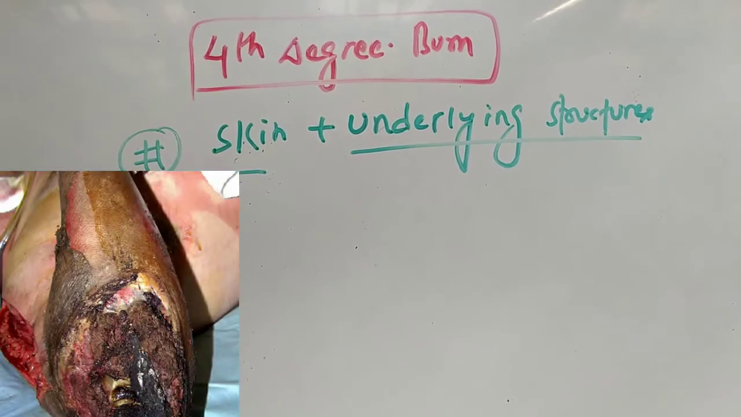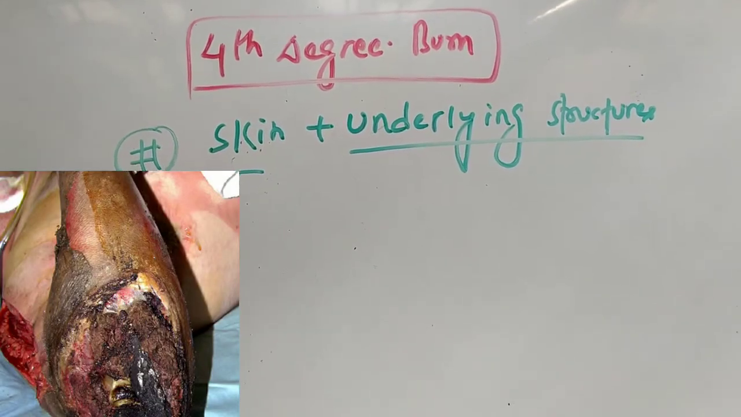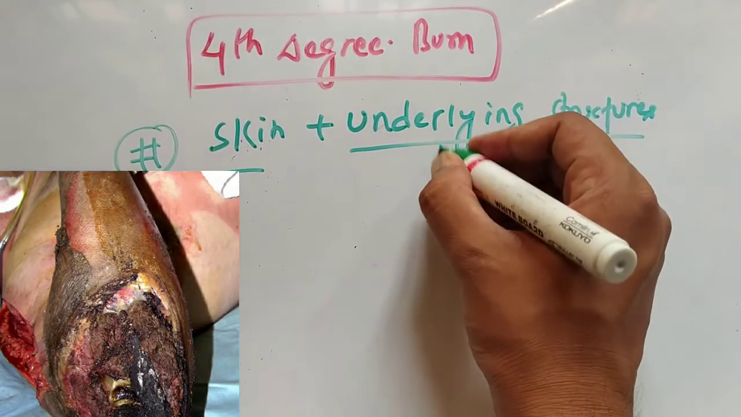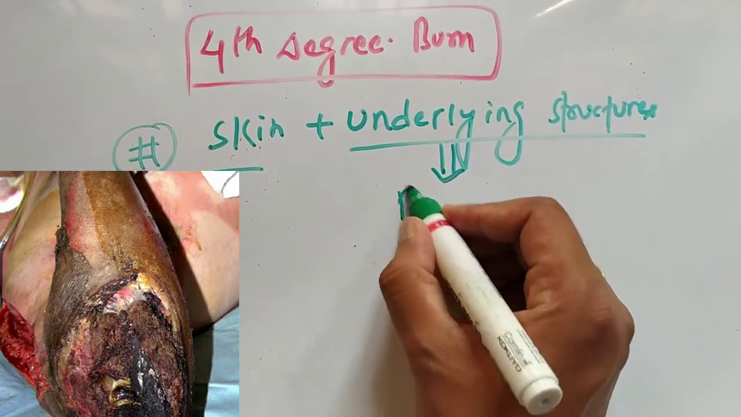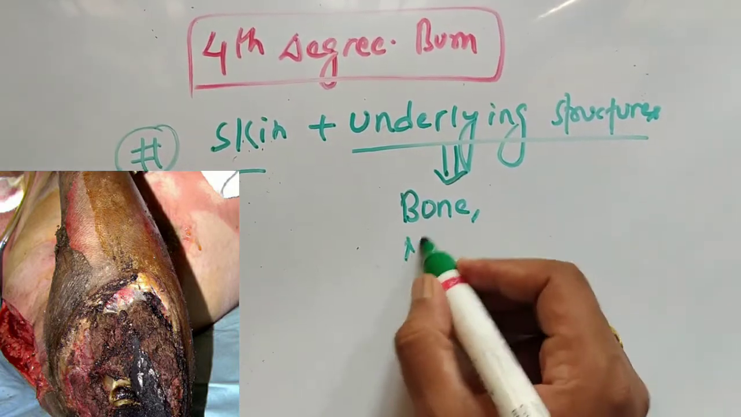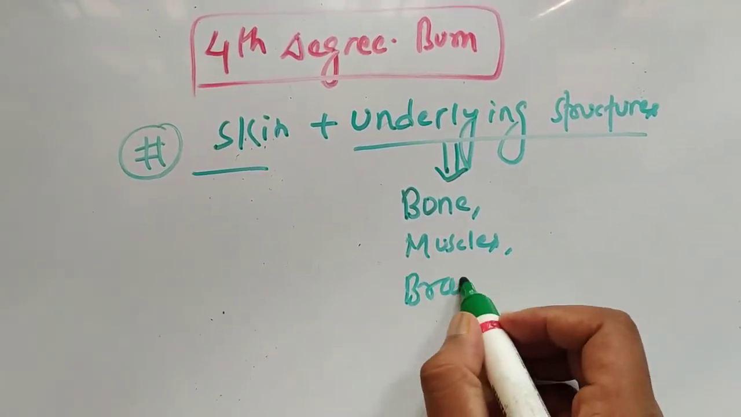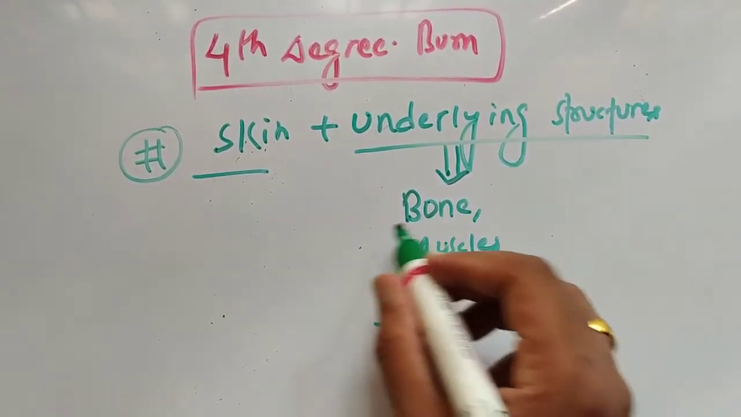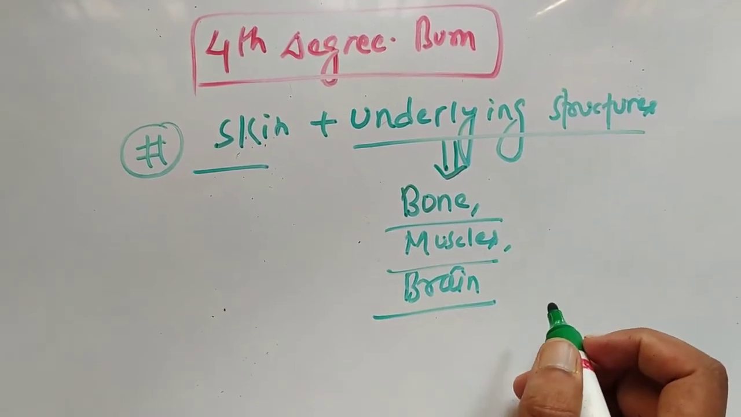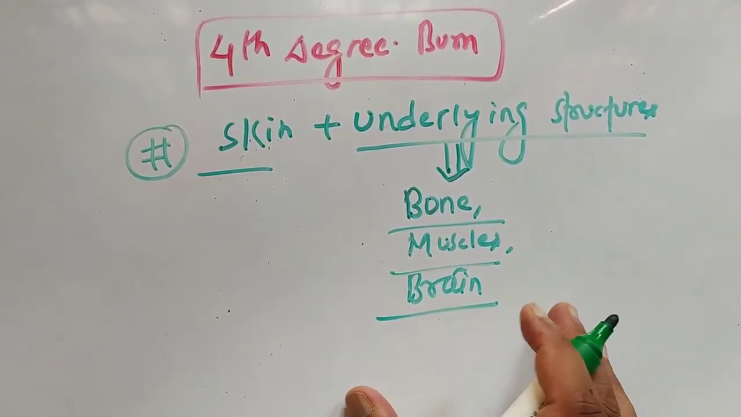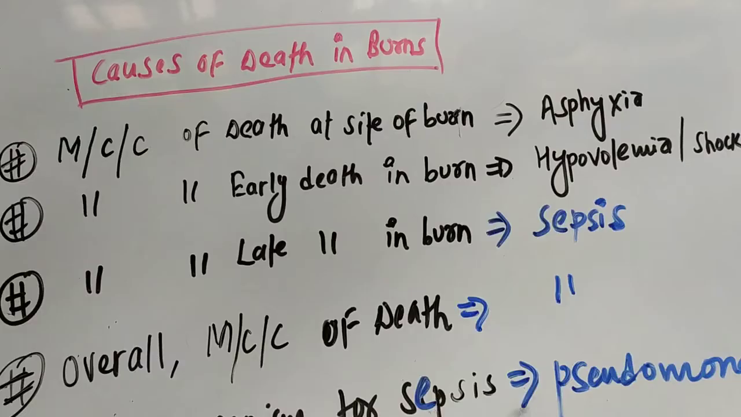In fourth degree burn, the skin and the underlying structures are involved, and the underlying structures can be bone, it can be muscles, or both, and it can be brain also. So any underlying structures beneath the skin, if they are involved, then the burn is a fourth degree burn.